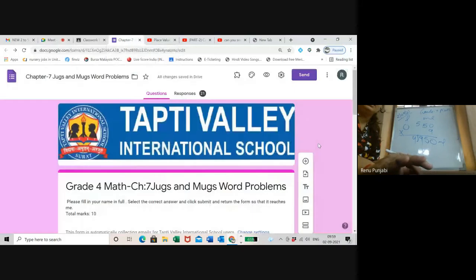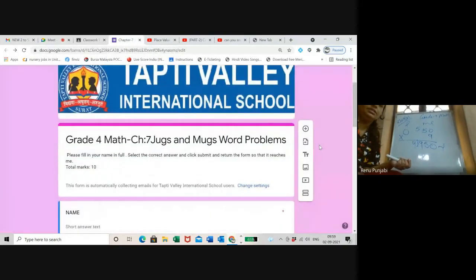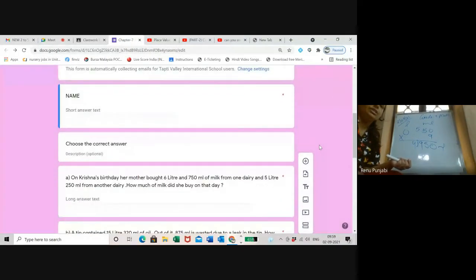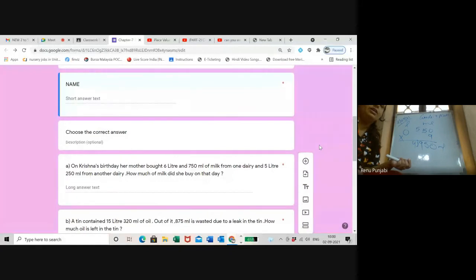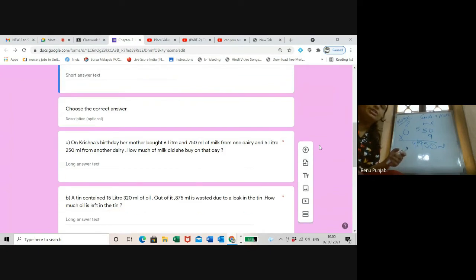I'm presenting it here. One question is: on Krishna's birthday, her mother bought 6 liter and 750 milliliter of milk from one dairy and 5 liter 250 milliliter from another dairy. How much milk did she buy on that day? So is it addition or subtraction or multiplication, students?